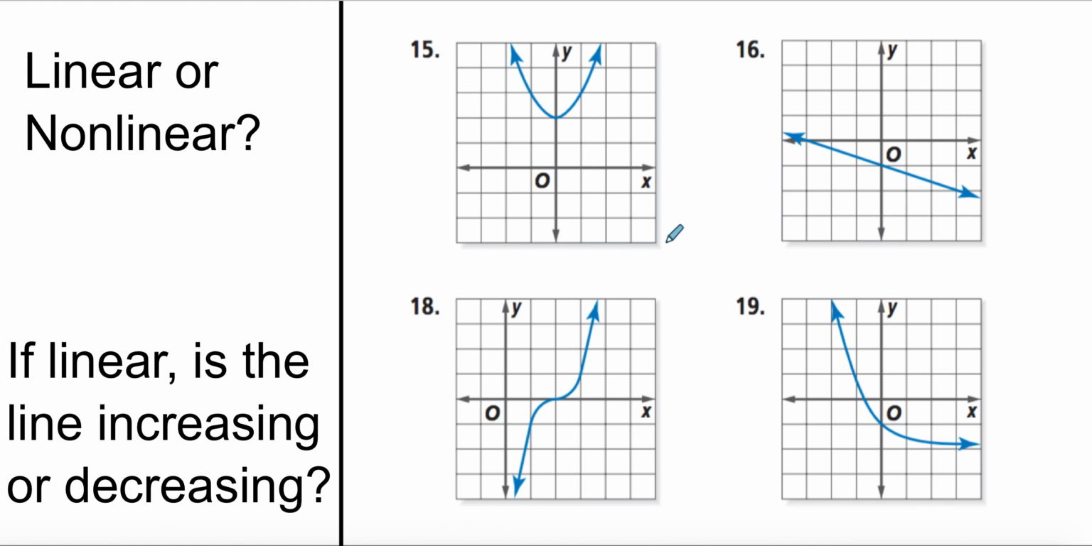All right, go ahead and write down on your paper 15, 16, 18, sorry, not 17, 18, 19. And you're just simply going to write, yes, it is linear, or no, it's not. And then come back after you pause the video and see how you did. All right, question number 15 is no, not linear. Question number 16 is yes, linear. Question number 18, no, this is not linear. And question number 19 is no, not linear.